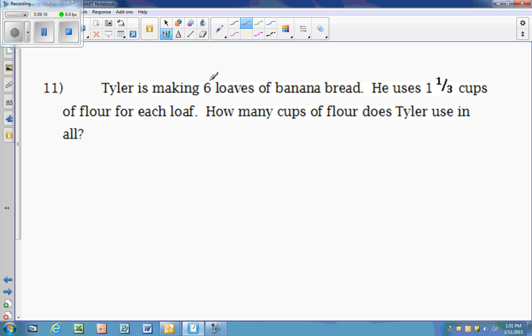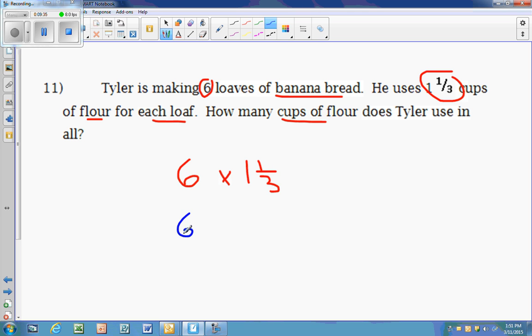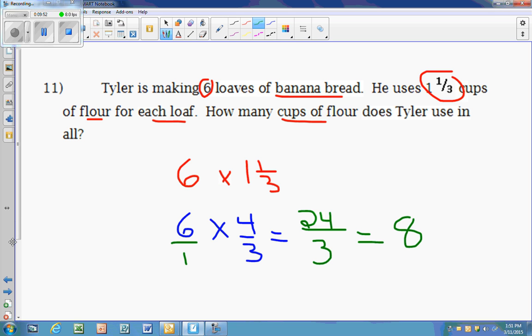Next, Tyler is making 6 loaves of banana bread. He uses 1 1/3 cups of flour for each loaf. How many cups of flour does Tyler use in all? So he's taking his 6, and for each one he needs 1 1/3. So we need to change this though. It should be 6 times, we need an improper fraction. 3 times 1 is 3 plus 1 is 4. It's 4/3. And when I multiply straight across, I have to remember I need a 1 underneath. So I end up with 24/3, which is the same thing as saying 8. So he needs 8 cups of flour.